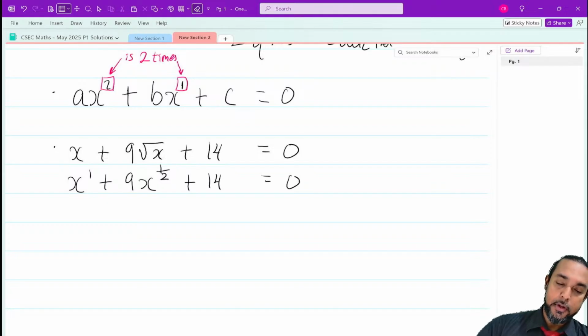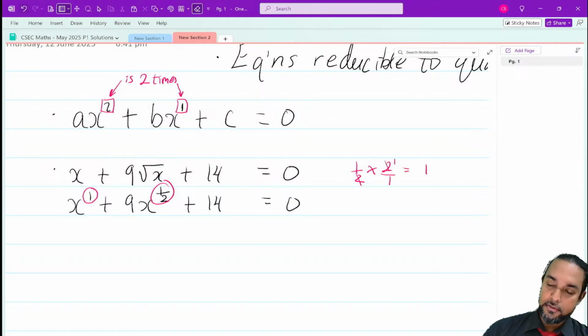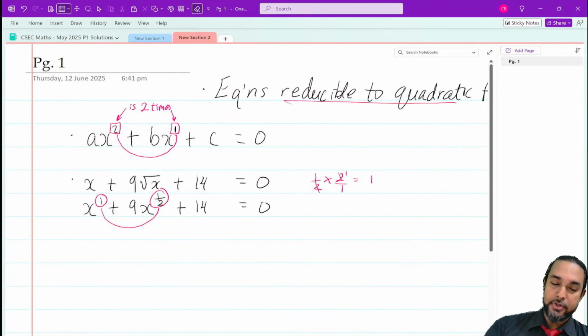Now, what about these two powers here? Is the relationship between 1 and 1/2 the same as between 2 and 1? If we take a half and multiply it by 2, do we get 1? Let's take a look. 2 will cancel with 2 one time, and then 1 by 1 is just 1. So yes, the same relationship exists between these two powers as it does with these two. Now what that means is that we can reduce the equation to quadratic form.